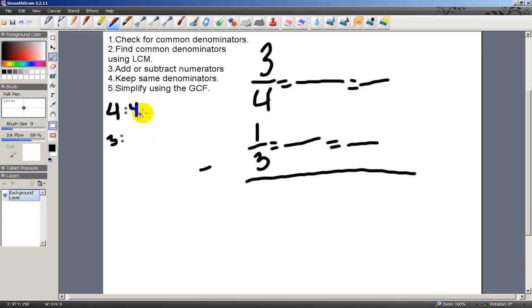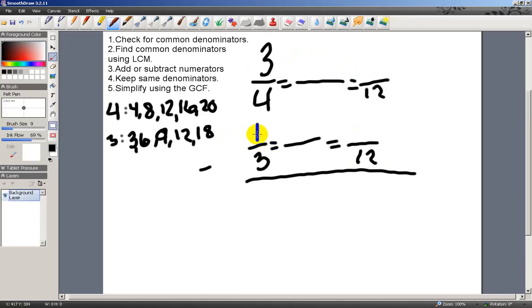4 is 4, 8, 12, 16, and 20. For 3, it is 3, 6, 9, 12, and 18. And I can already see I have 12 in both lists. Therefore, 12 is the least common multiple. So I'm going to use that least common multiple as my new denominator for both fractions.